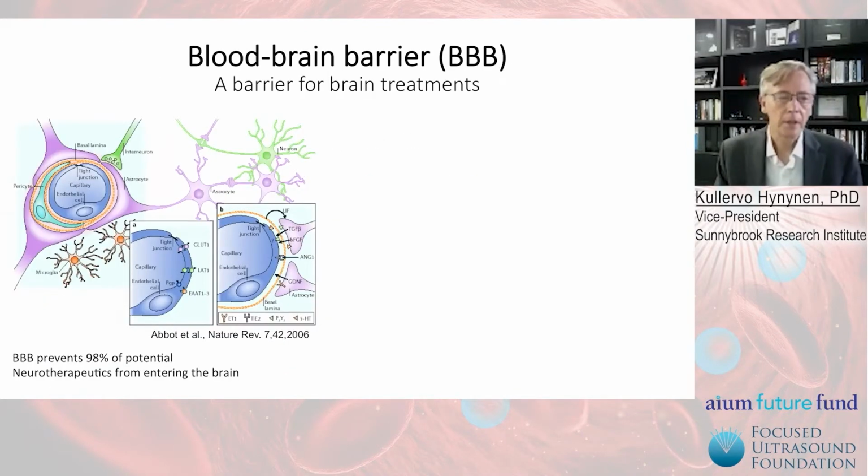The blood-brain barrier is formed by tight junctions that bind endothelial cells together in such a way that only very small molecules can enter the brain. In addition, it has a biological barrier where efflux pumps remove any foreign molecules from the brain. So it prevents about 98% of foreign molecules from entering the brain. It's a major barrier for therapeutics.